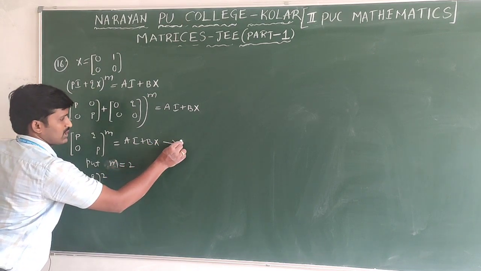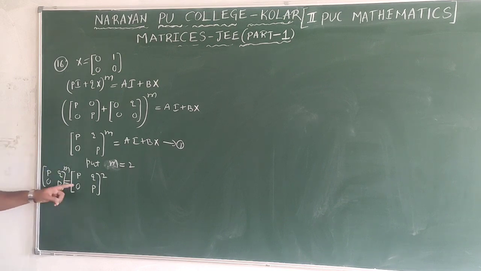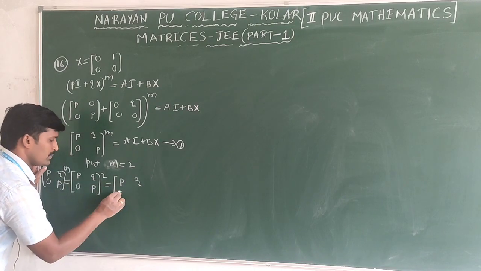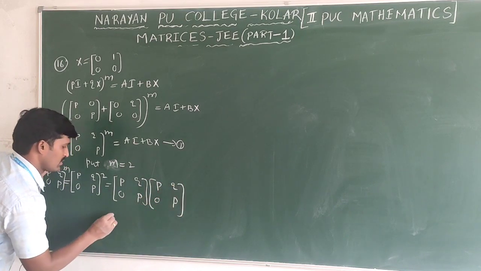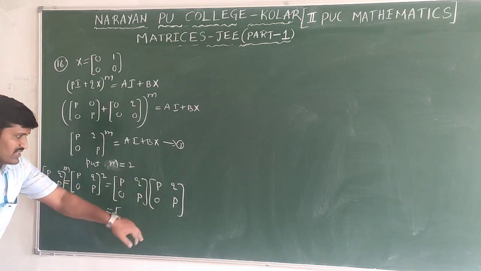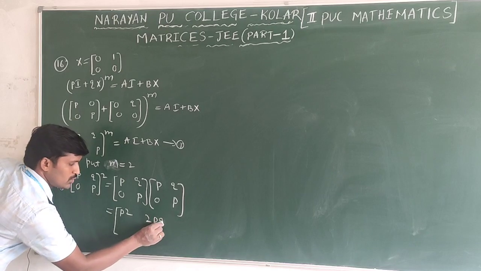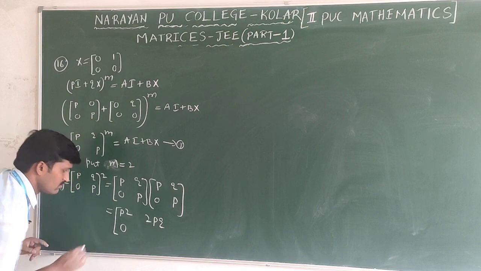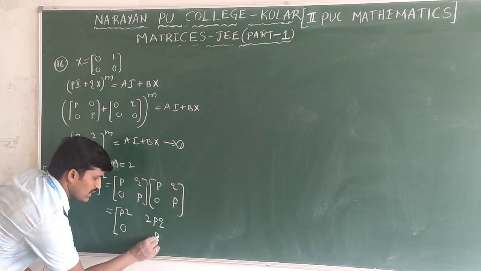Take it as equation number 1. Condition wise, total (P Q O P) whole power m, we have taken m as 2, so we need to multiply 2 times: (P Q O P) into (P Q O P). Now what will you get? First row with first column only P square. Next, P Q plus Q P is 2 P Q. Next, second row with first column, 0 into P is 0, P into 0 is 0. Next, second row with second column, 0 into Q is 0, P into P is P square.